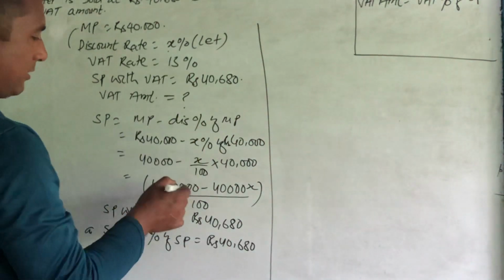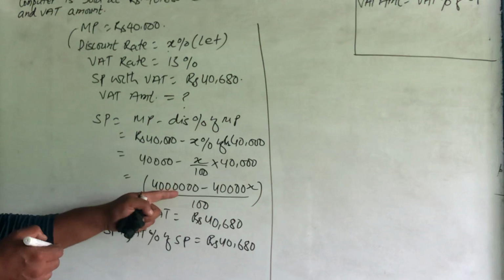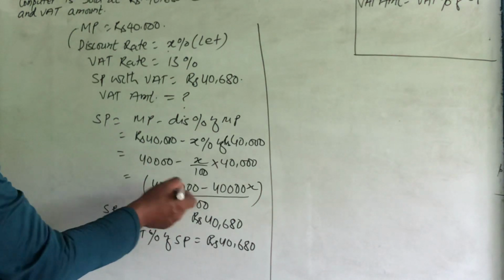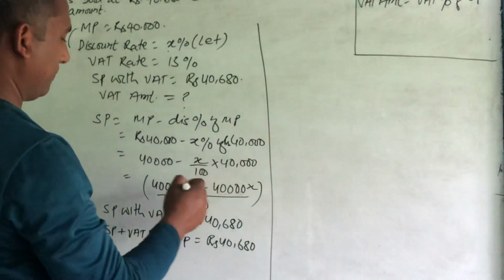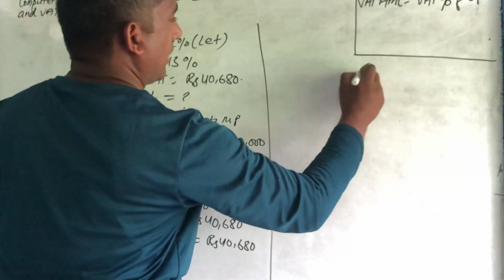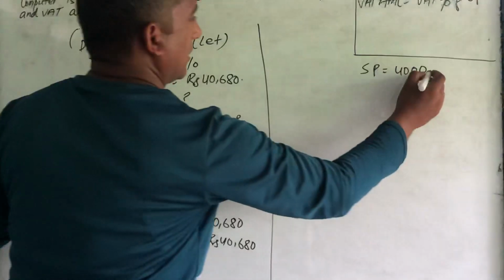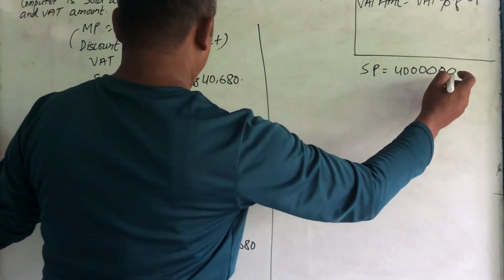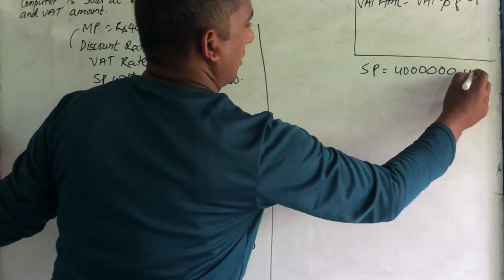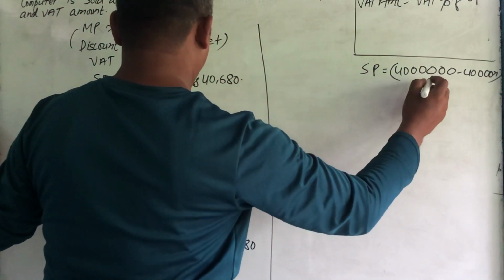So well students, now you can solve it easily. SP means what we found here. You can reduce this one also easily. So 100 is common here. I can show to you. SP, one second, look at here. SP means 40 lakh minus 40,000 X by 100.